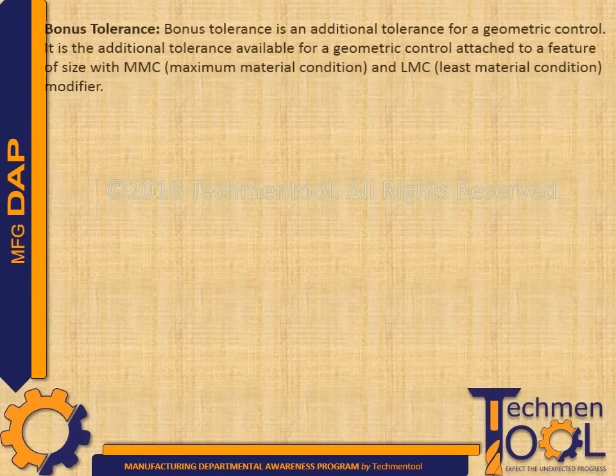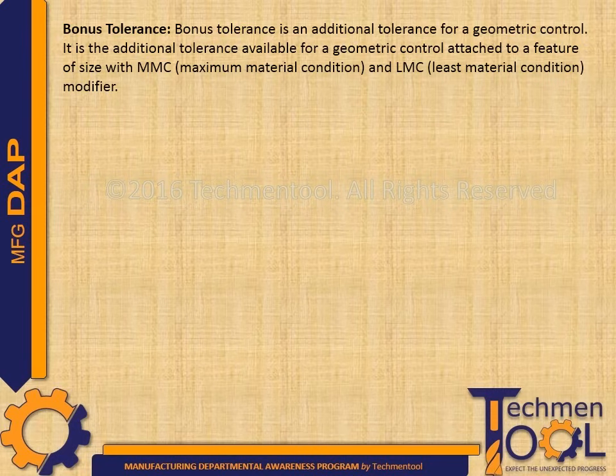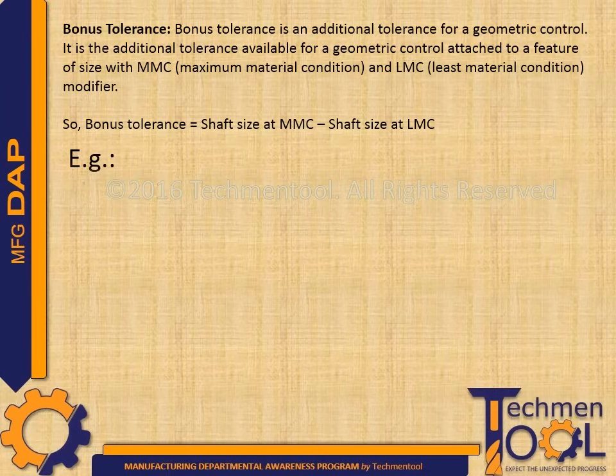Bonus tolerance. Bonus tolerance is an additional tolerance for a geometric control. It is the additional tolerance available for a geometric control attached to a feature of size with MMC, maximum material condition, and LMC, least material condition, modifier. So bonus tolerance is equal to shaft size at MMC minus shaft size at LMC.